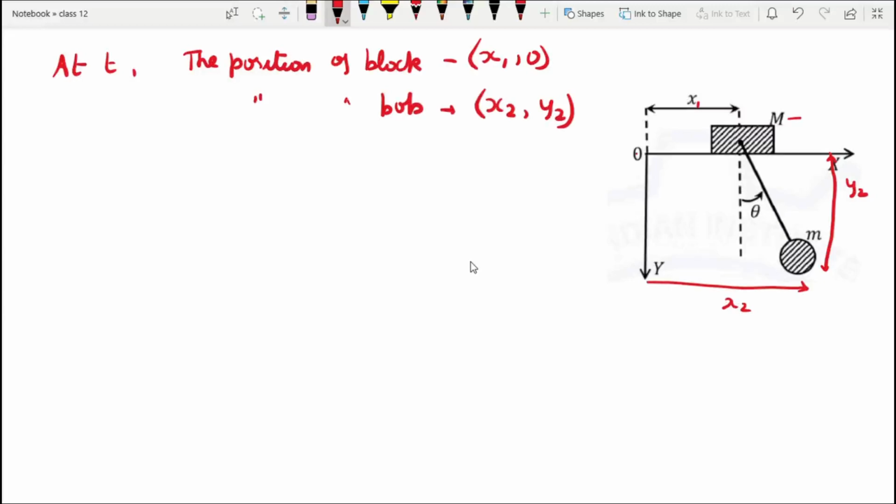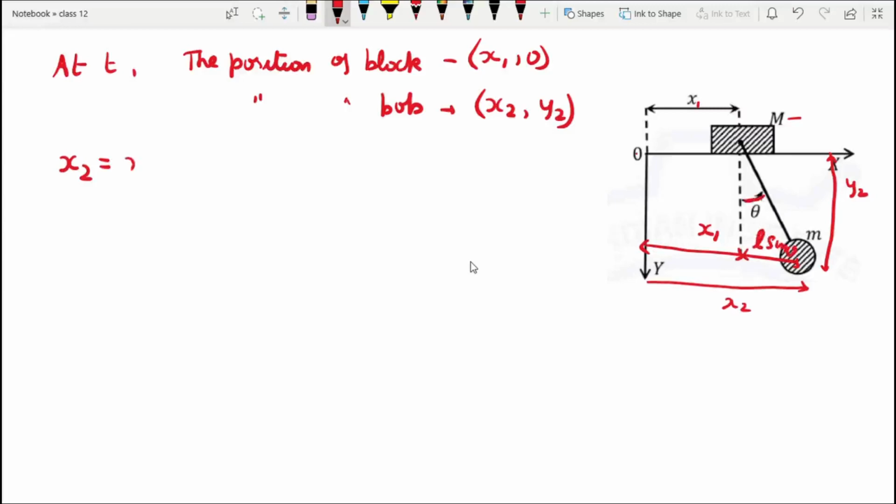Now we have to find what is the value of y2 and x2. First we will write x2. x2 can be written as this distance plus this distance, right? This is x1, and if this angle is theta, then this distance is L sine theta.